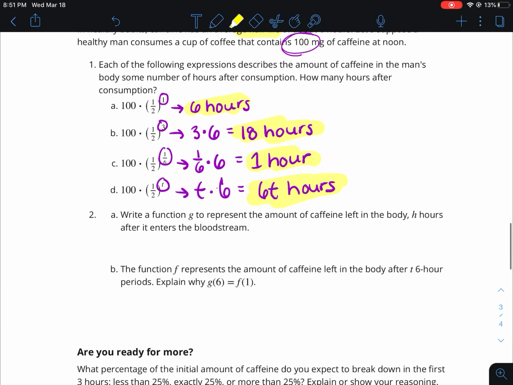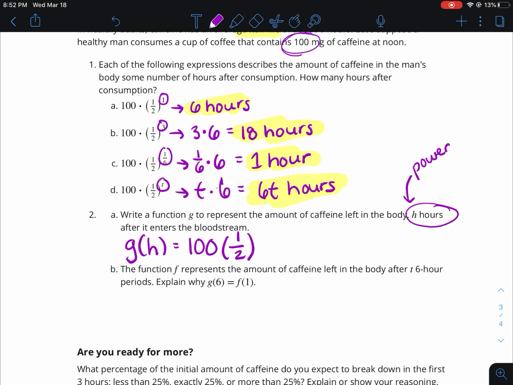So our function G represents the amount of caffeine left in the body H hours after it enters the bloodstream. Okay, so that means our power is going to be H over 6, because it's 1/6 times H. So if we have 100, we're doing G of H, attending to precision. We start with 100, and it's being cut in half, and it takes 6 hours to get cut in half. So we're going to have H over 6.